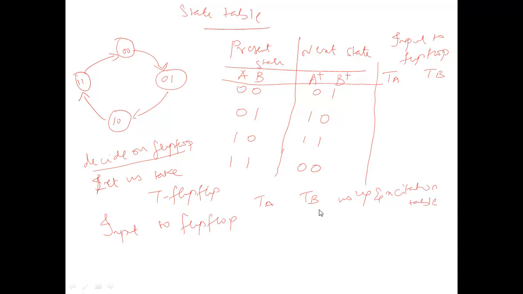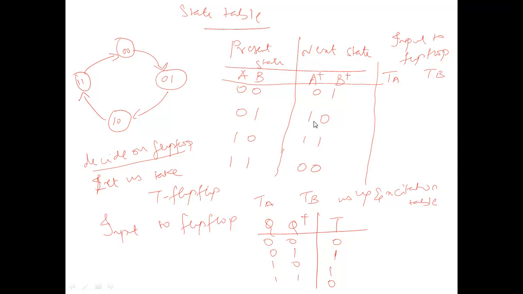I have already mentioned what the excitation table is when doing with flip-flops. I will write the excitation table for T flip-flop here. Given Q, Q plus, T is the input. The excitation table for 0 0, 0 1, 1 0, 1 1 is this one. Now from the excitation table of the T flip-flop, you have to fill the input to the flip-flop.